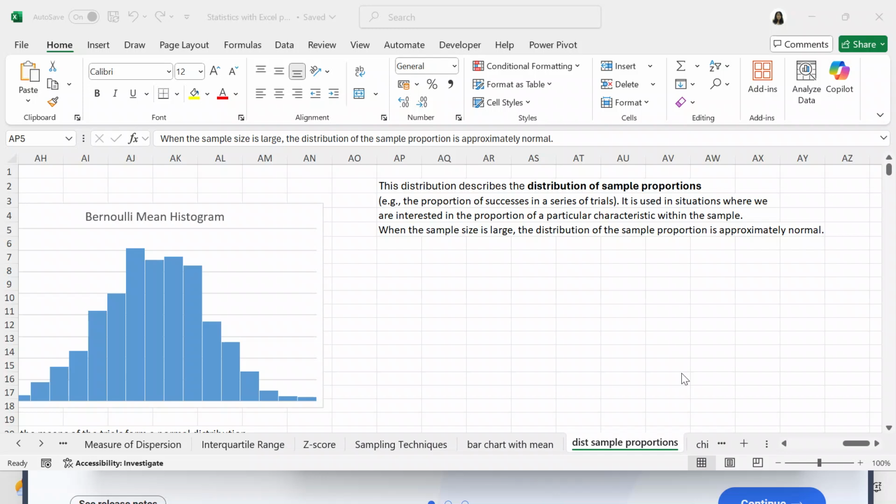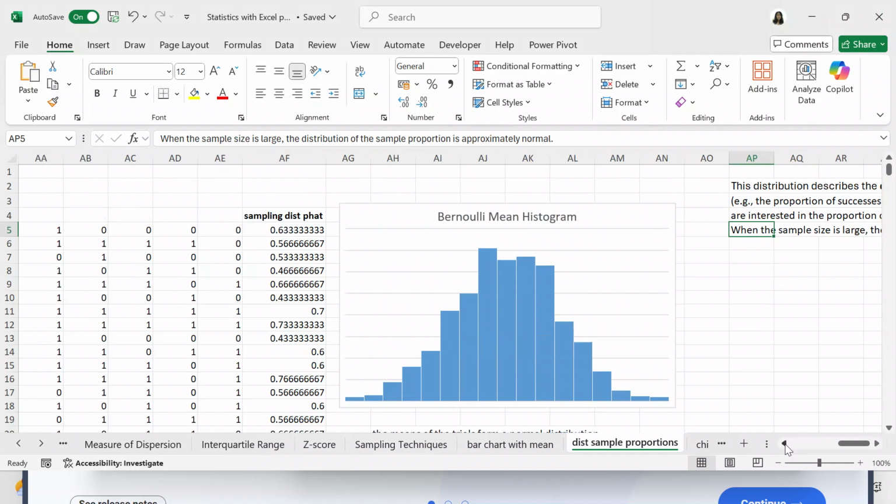When the sample size is large, the distribution of the sample proportion is approximately normal. And that goes in with the central limit theorem, which we talked about in the last video.